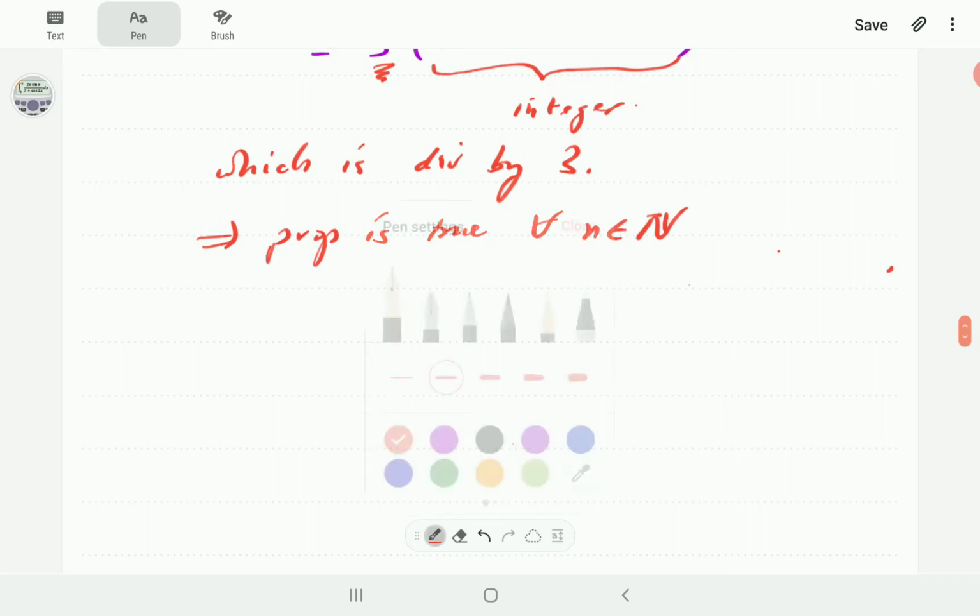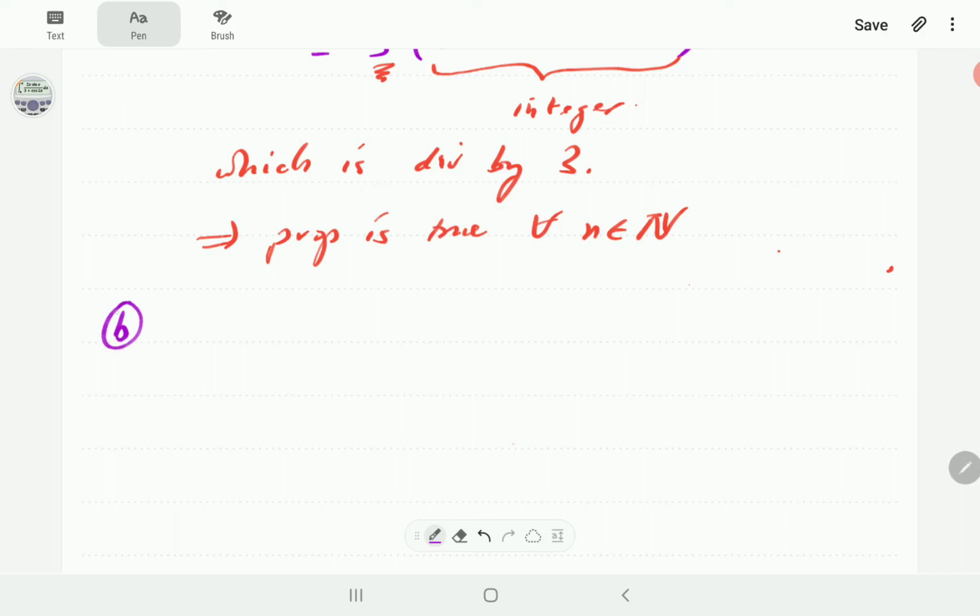So in B, we have P of n equal to 5 to the power n minus 5. This is always divisible by 4. All right.